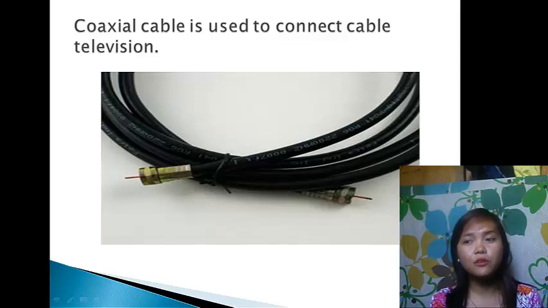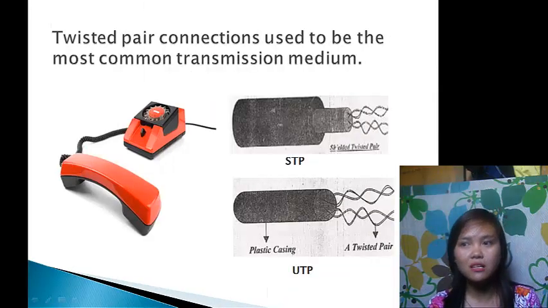The advantages of coaxial cable: it is inexpensive, easy to wire, easy to expand, with a moderate level of EM immunity. And the disadvantage of coaxial cable: a single cable failure can take down an entire network. Then, let's go to twisted pair cables.